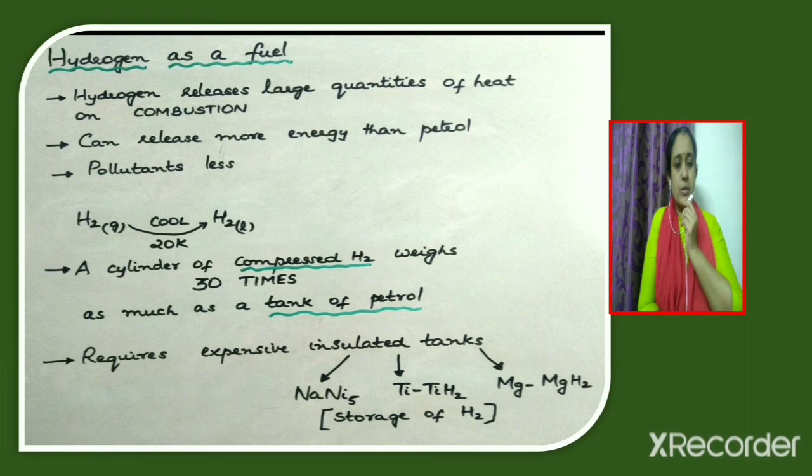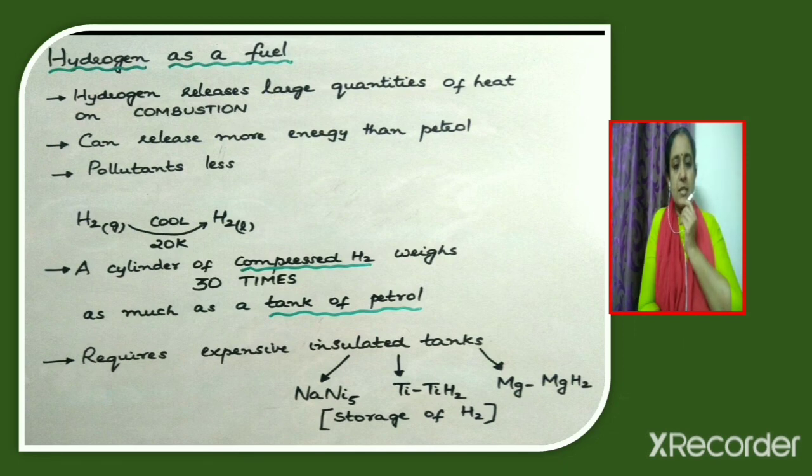Hydrogen can be used as a fuel. It is because hydrogen releases large quantities of heat upon combustion. It is a better fuel than petrol because hydrogen can release more energy than petrol and the pollutants are also less. To use hydrogen as a fuel, we have to convert hydrogen in the gaseous form to hydrogen in the liquid form. This is done by cooling hydrogen to a temperature of 20 Kelvin.